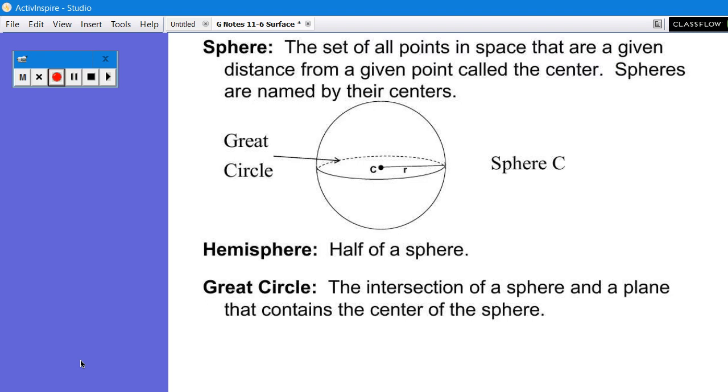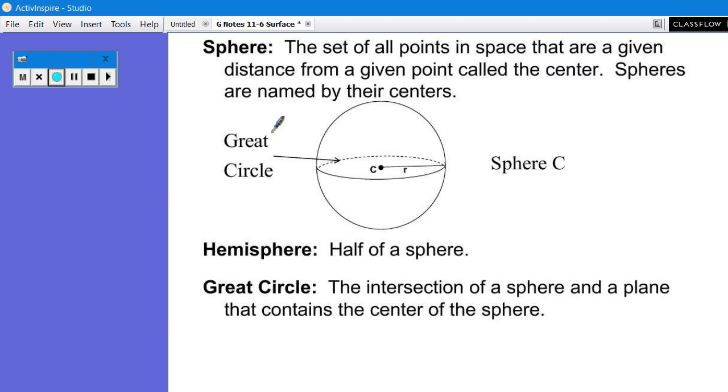Okay? Now, spheres are named by their center. So in this case, this is called sphere C. The plane that goes to the center is going to be called the great circle. It's just going to be the circle that, if you cut the ball directly in half, that would be the surface that you show. That great circle is used in several of the formulas as we go forward, so you need to know what that looks like.